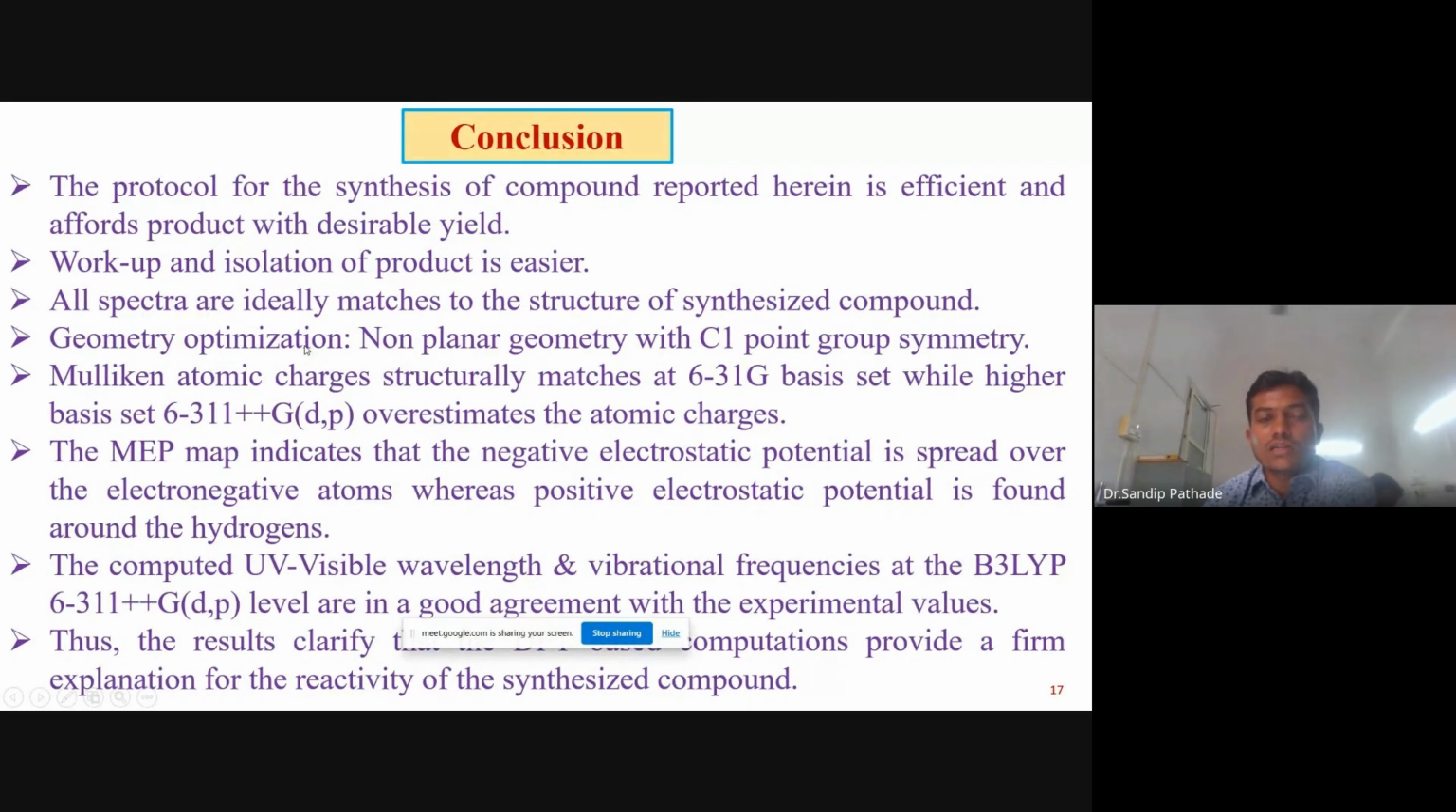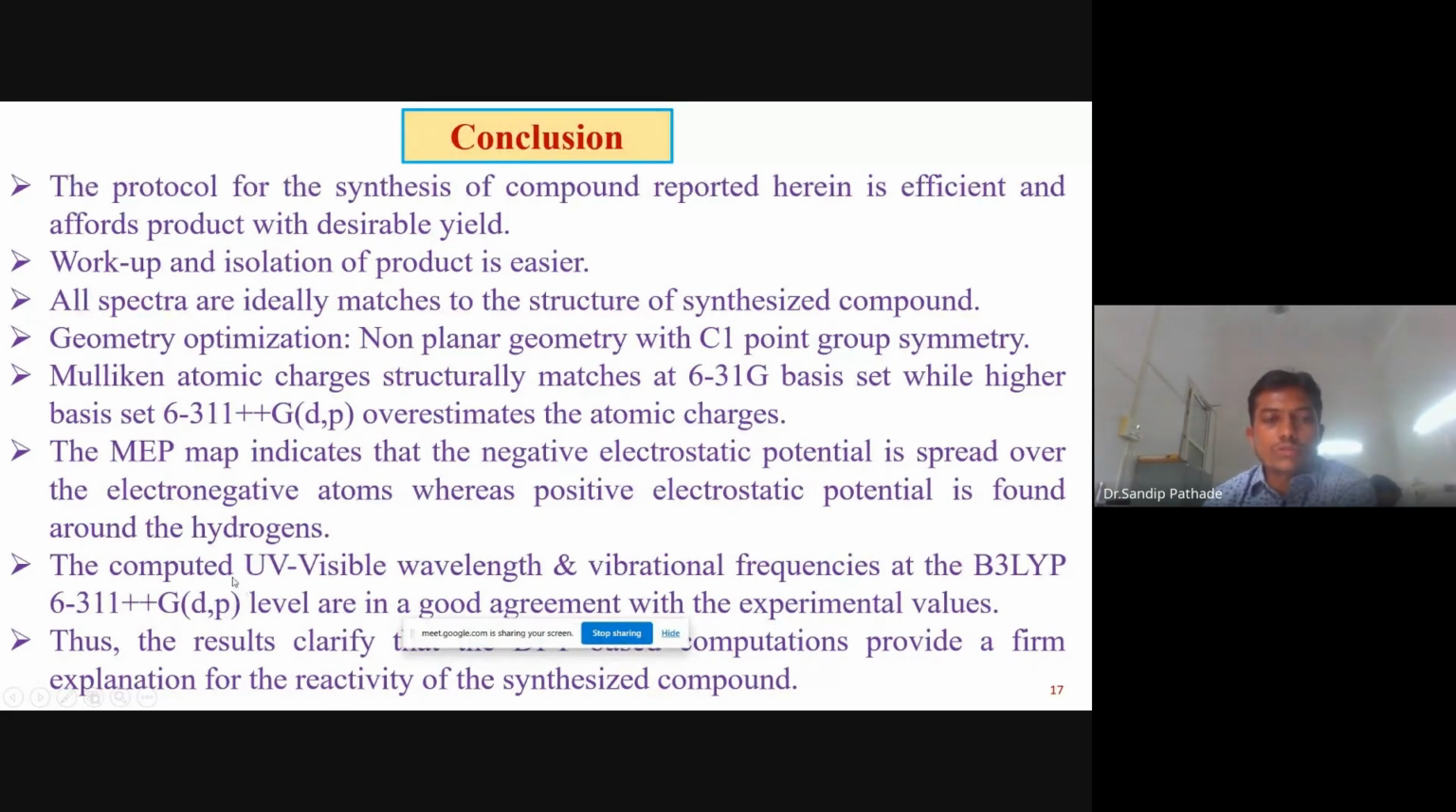Geometry optimization clearly predicts that our synthesized molecule has a non-planar geometry with C1 point group symmetry. The molecular atomic charges prediction structurally matches at the lower basis set, that is 6-31G, while the higher basis set, that is the 6-311++G(d,p) basis set, overestimates the atomic charges. While the MEP map clearly indicates that the negative electrostatic potential is spread over the electronegative atoms, the positive electrostatic potential is found on the hydrogen atoms.